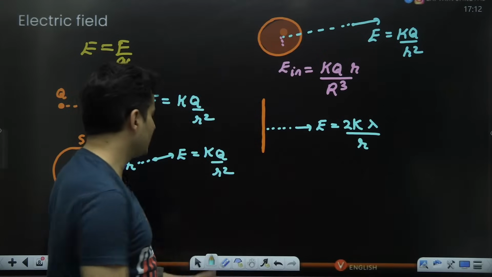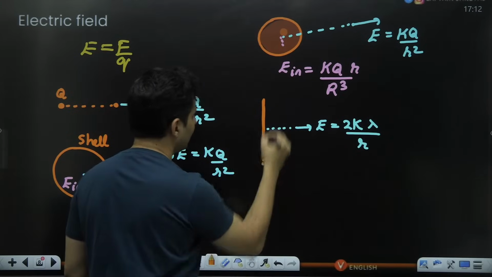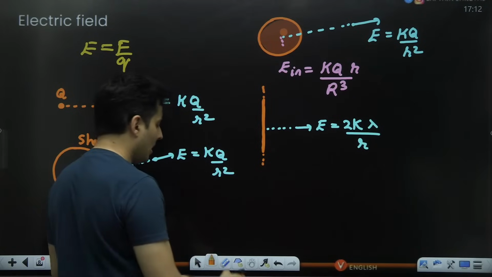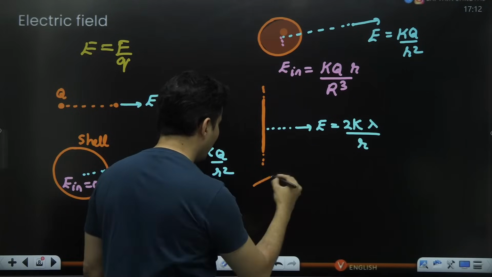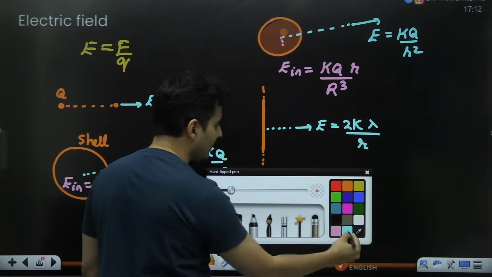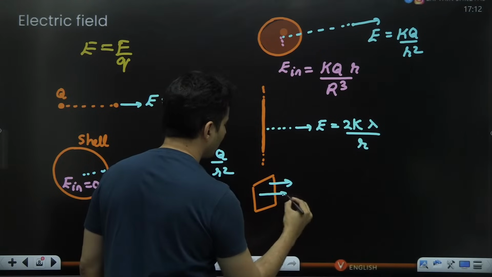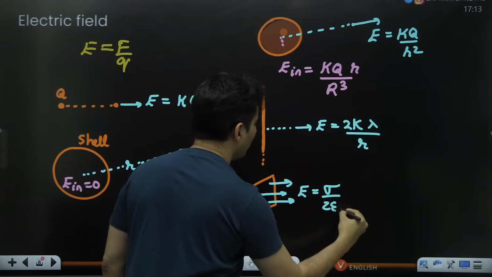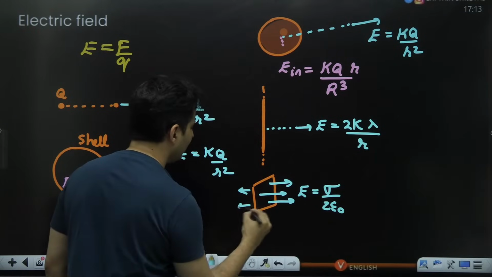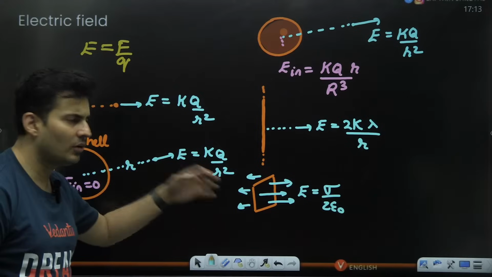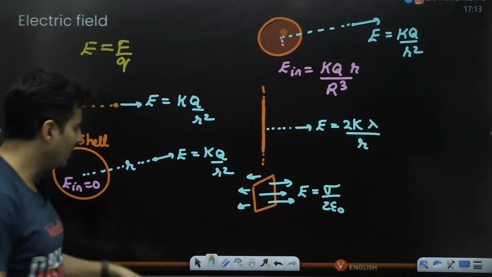So due to a line charge which is infinitely long like this, the electric field is given by 2kλ divided by r. Similarly, if you have a sheet which is charged, then the electric field is always going to be uniform, and it is given by σ by 2ε. Yes, the electric field will go both the sides. So these are some standard formulas which you must definitely know.